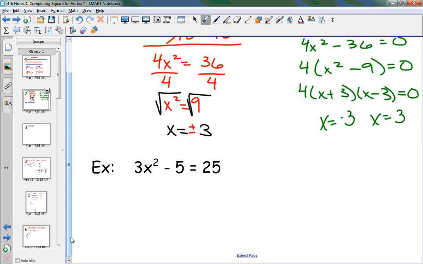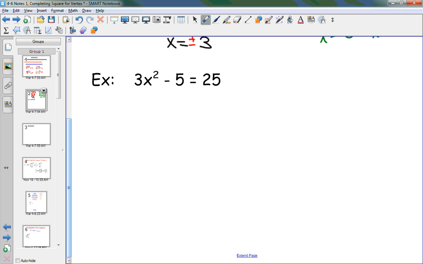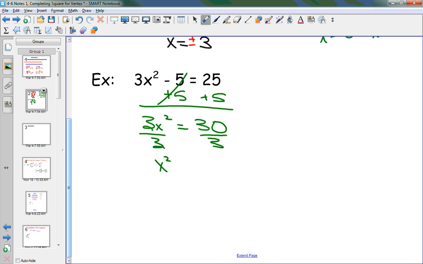So let's do the same procedure again down here. Add 5 to both sides. That gives you 3x squared is equal to 30. Then what would you do? Divide by 3. And I'd get x squared is equal to 10. Well, now what would you do to get rid of the power of 2? Take the square root. And when you take the square root of both sides, what do I immediately have to add over here on the right-hand side? Plus or minus the square root of 10.